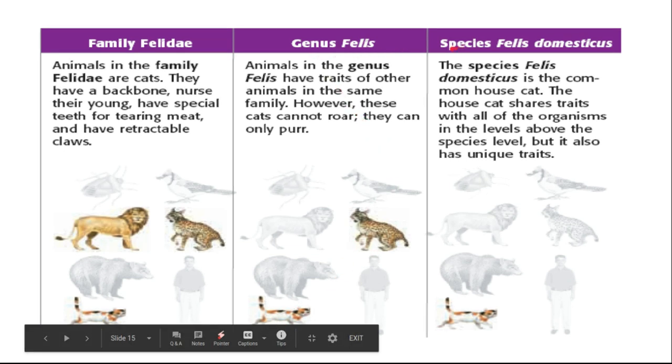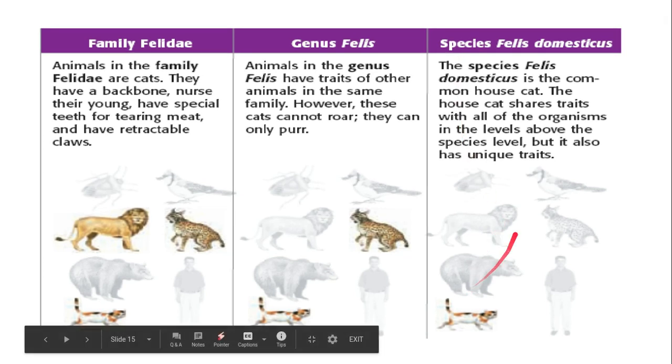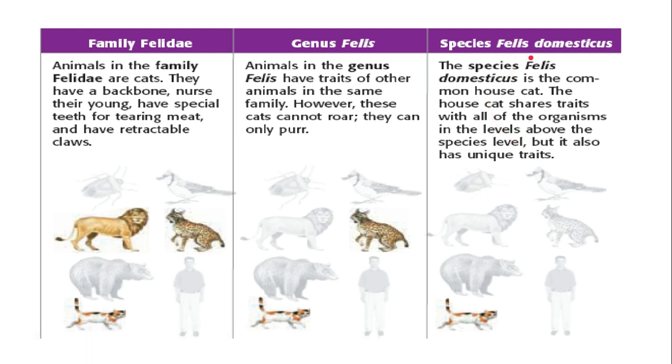Then the species, remember this is the most specific level, we are just left with the domesticated house cat. And the name for that would be Felis domesticus. And no matter where I say that on earth, whether I say it in the United States or Japan, it's going to mean the same thing. That's the great thing about how this is all named. It all means the same thing everywhere you go.